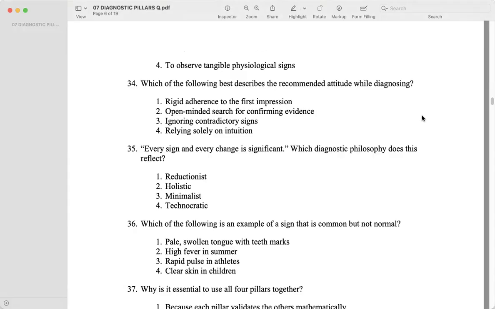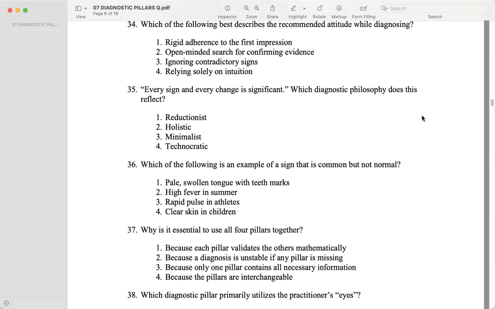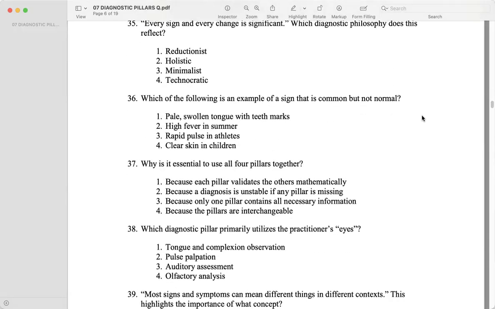Open-minded, search for confirming evidence. True, very correct. Every sign and every change is significant. Which diagnostic philosophy does this reflect? Holistic. Which of the following is an example of a sign that is common but not normal?